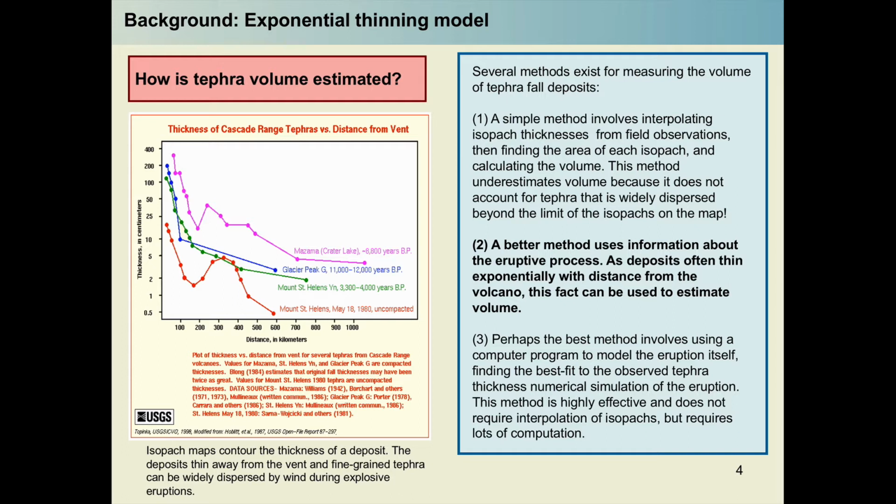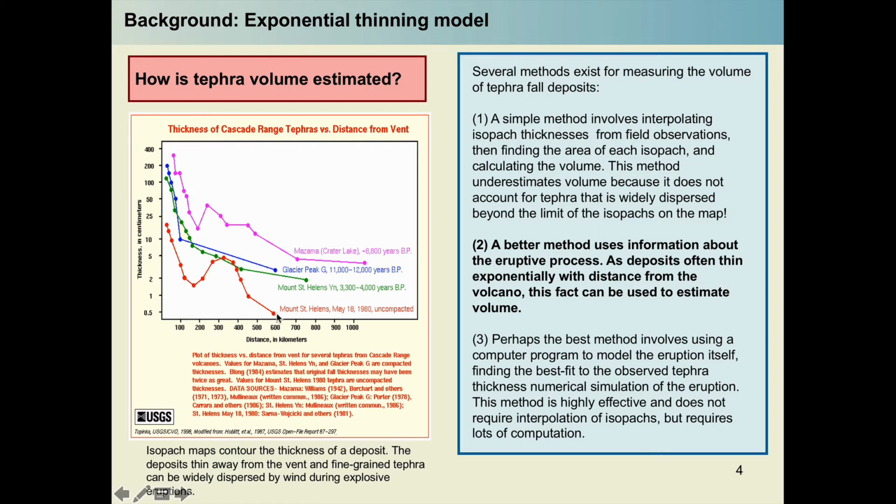So isopac maps contour the thickness of the deposit. If you could cut a slice through the axis of an isopac map and peel it away, you would get a sort of a thinning curve that looks something like this. In this graph, you have thickness in centimeters on the y-axis, distance in kilometers on the x-axis.